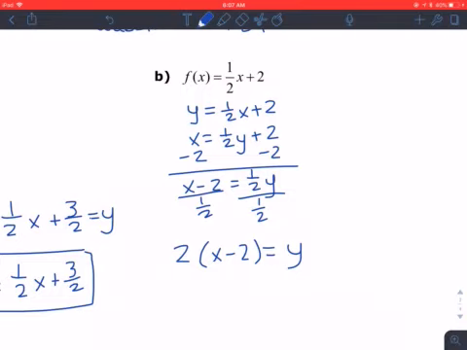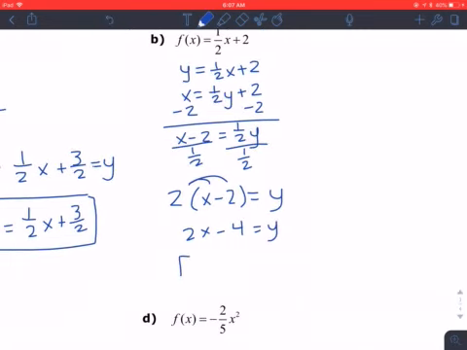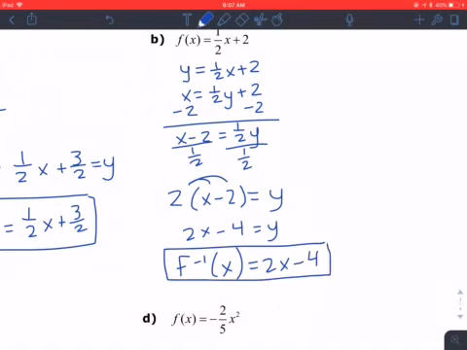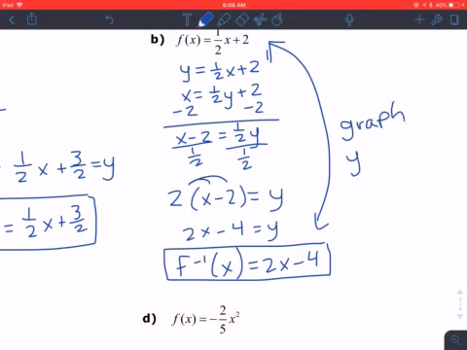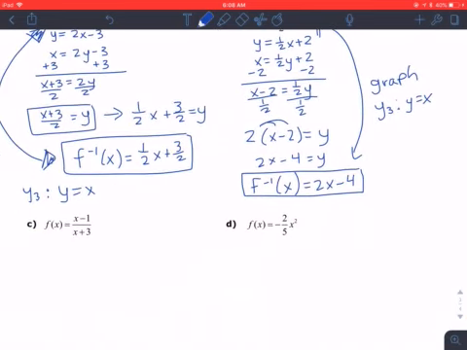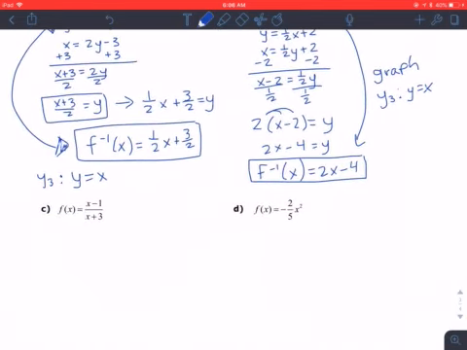And you can leave it this way, or you can distribute your 2. So 2x minus 4 equals y. And then don't forget to rewrite it in function notation. Alright, again, graph both of these along with y equals x so that you can visually see what your inverse looks like.